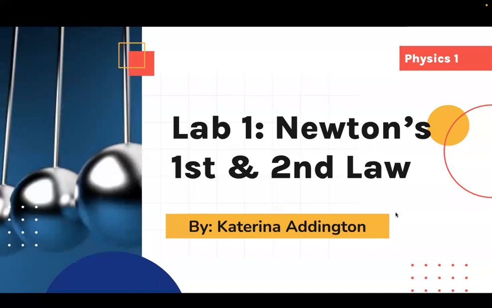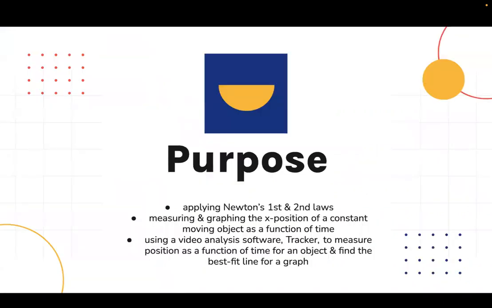This is Lab 1, observing motion with Newton's first and second laws for Physics 1. The purpose of this lab is to apply Newton's first and second laws to measure and graph the x position of a constant moving object as a function of time.